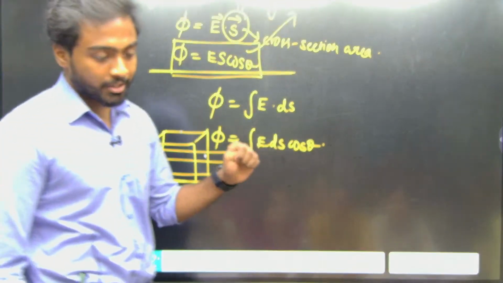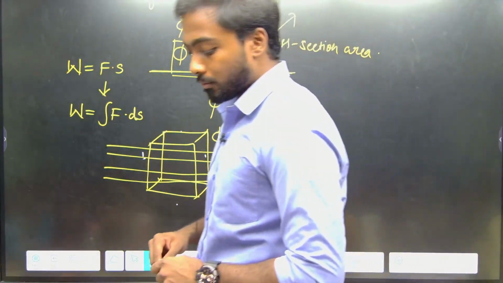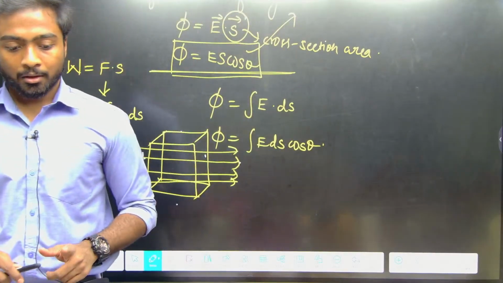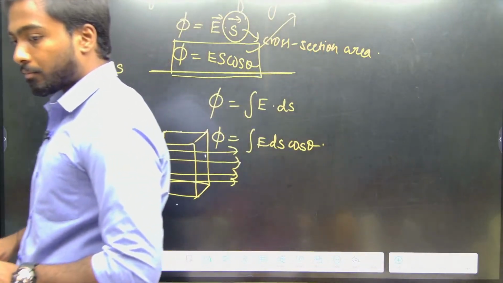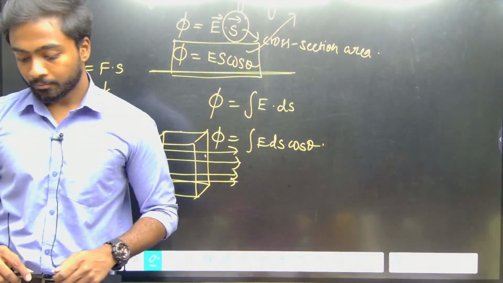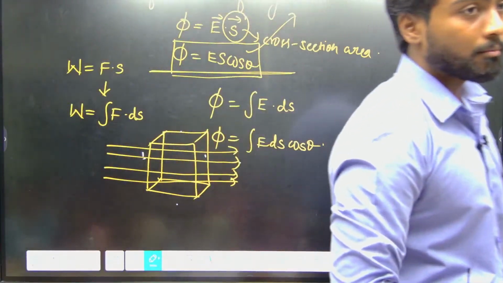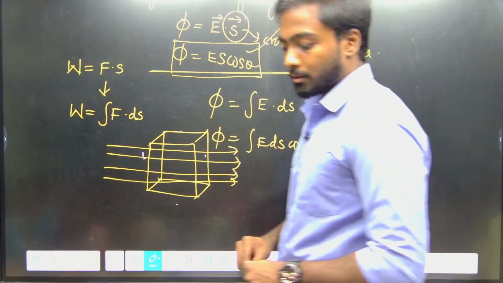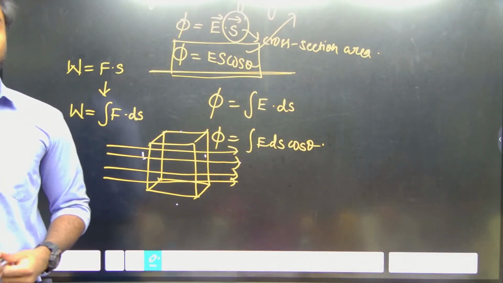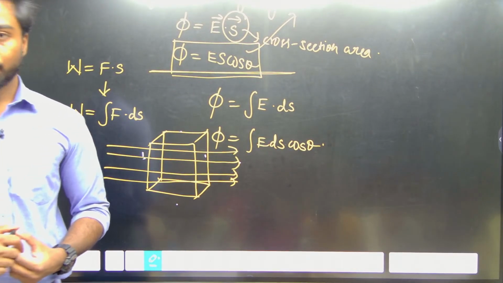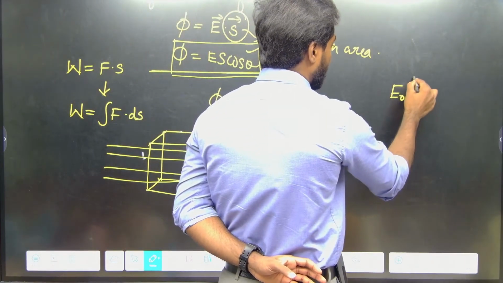Okay. So now the question, write down: find out the value of electric flux linked with a cube which is placed in uniform field, E naught i cap.